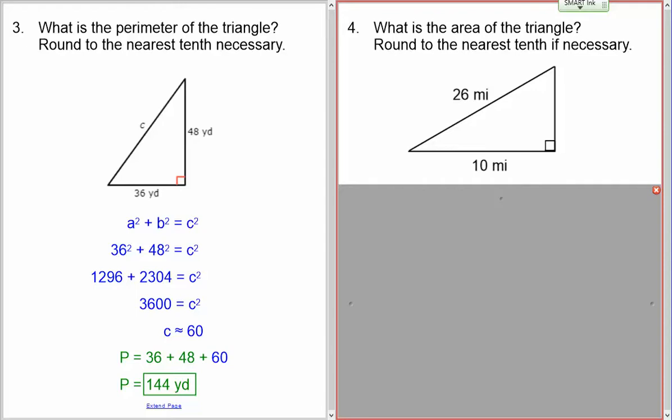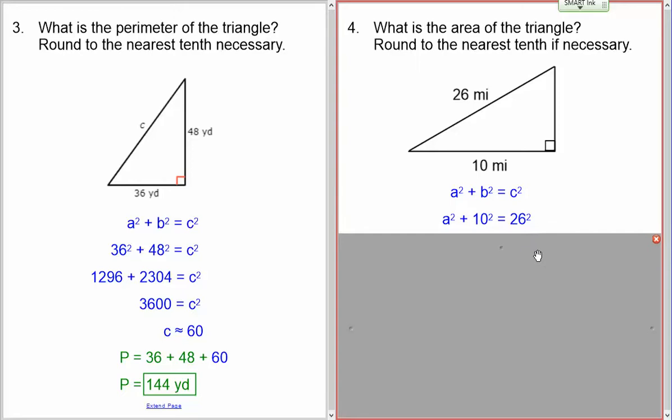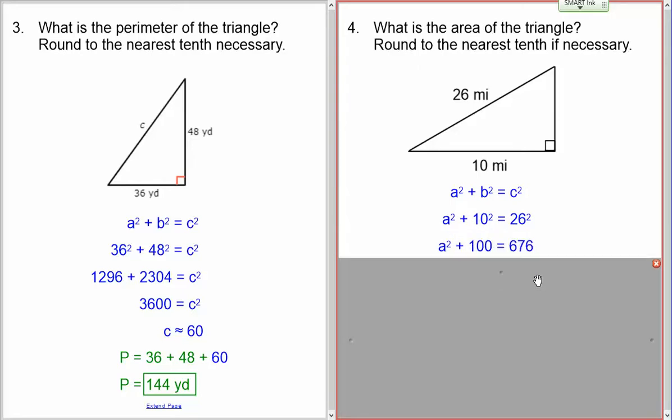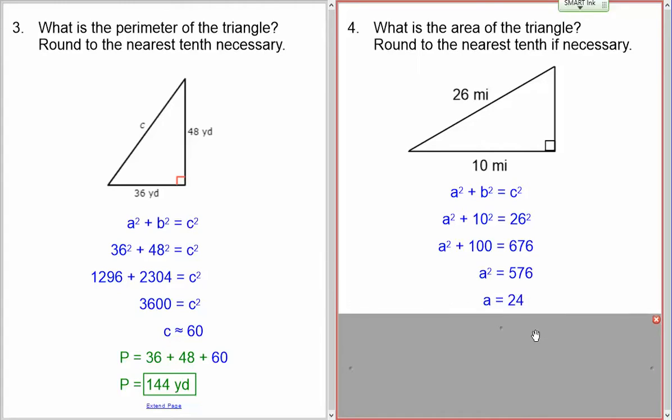Area. Again, to figure out the area, we need to know this length. We actually don't need this 26 to find the area. However, we're going to need it to find that third side. So here we go, Pythagorean theorem again. This time, we know the hypotenuse is 26. So you get 100 for 10 squared and 676 for 26 squared. Subtract 100 from both sides. Take the square root of both sides. That means this right here is 24 miles.